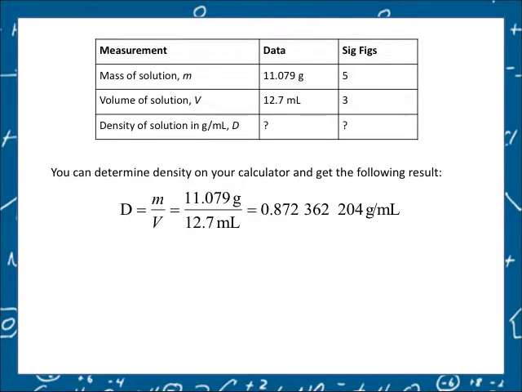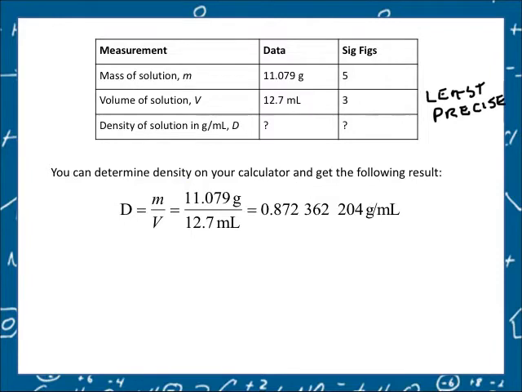And this always makes me think about something that one of my college professors told me, which was garbage in, garbage out. What he meant by that is if you're doing a procedure and you put low precision numbers in, your answer can't get any better than whatever your low precision numbers are. So when you report density for this lab, it can only be as precise as your least precise measurement, which in this case is our volume, because it only has 3 significant figures.